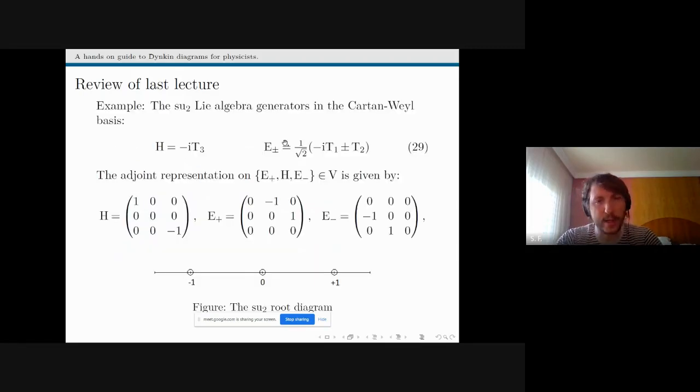Okay, so just a quick example that summarizes all this. For SU(2), we can write out the generators in the Cartan-Weyl form. And then the adjoint representation is a representation of these generators on themselves, which we can write out as 3 by 3 matrices in this case. And if we focus in on the Cartan subalgebra element, its eigenvalues are 1, 0, and -1, which go into our root plot here as our roots. So that's a quick encapsulation and example of everything we did in the last lecture.